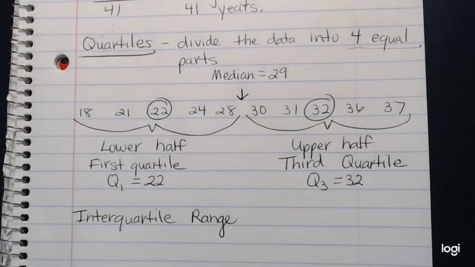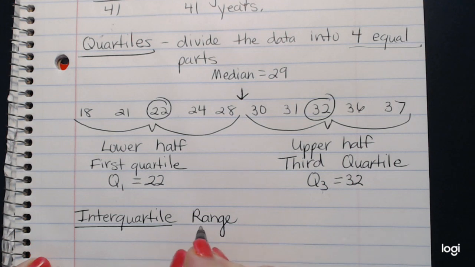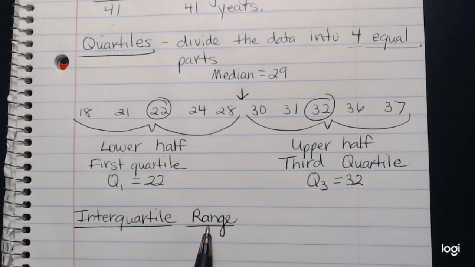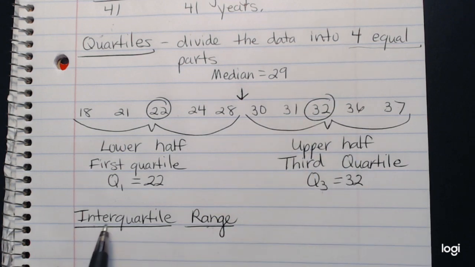The last vocabulary or terminology that I'm going to talk to you about is called interquartile range. Well, we already know what range means, right? Range means the biggest minus the smallest. Quartile. Well, we already know what quartile means. That means dividing into 4 equal parts. But we put the word interquartile.